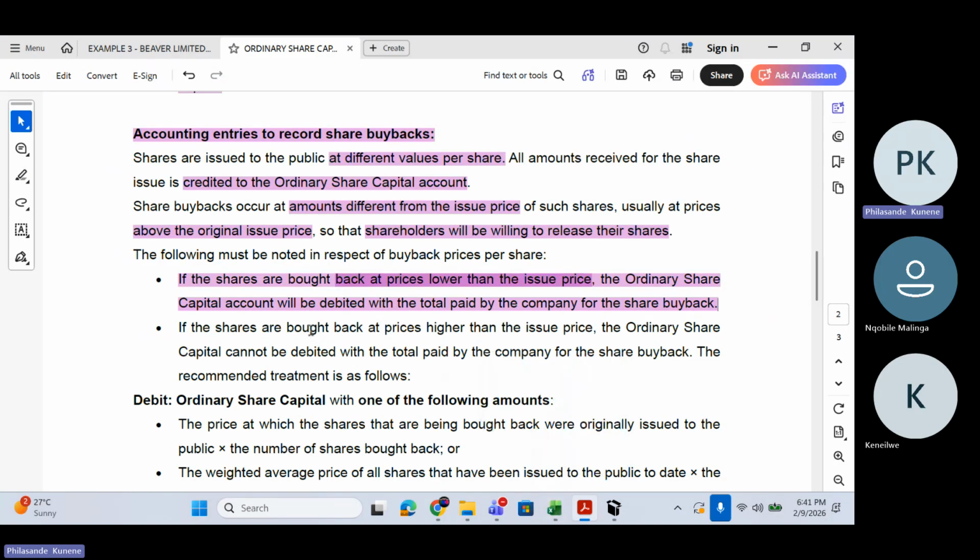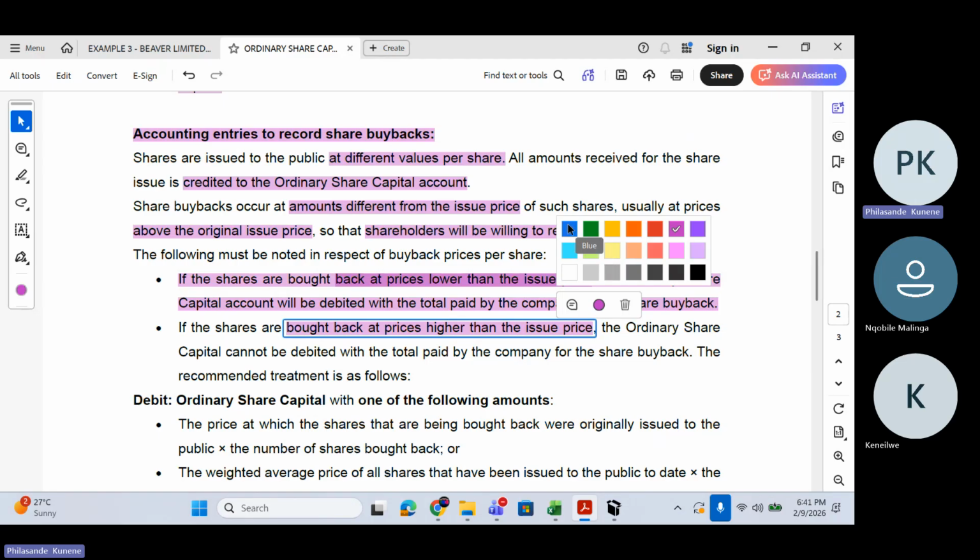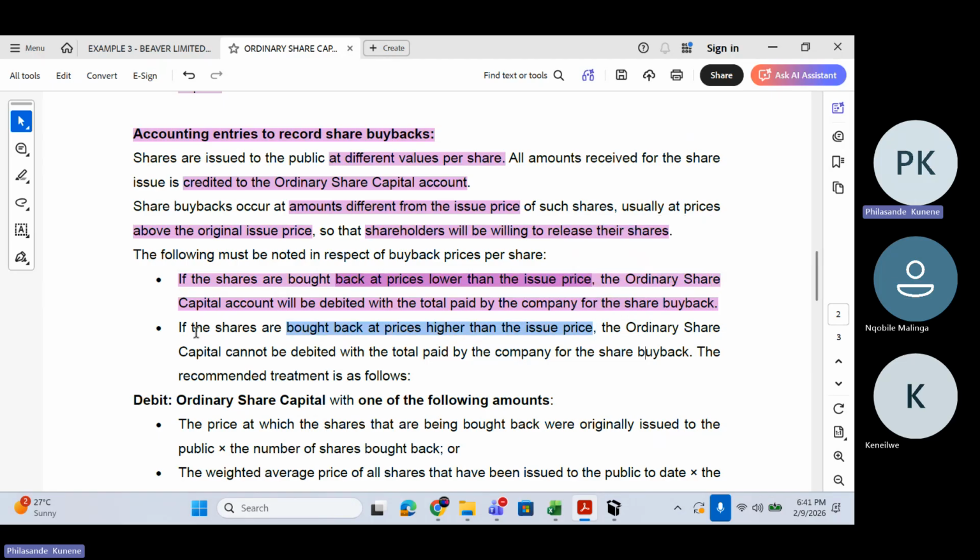If shares are bought back at prices higher than the issue price, now this is the problem here. This is where we start talking about retained income. If the shares are bought back at prices higher than the issue price, the ordinary share capital cannot be debited with the total paid by the company for the share buyback. The recommended treatment is as follows.